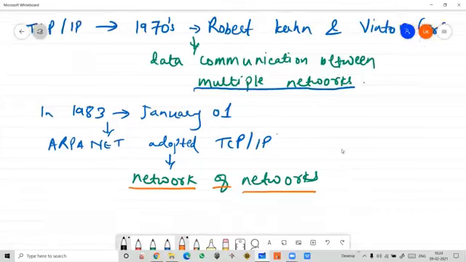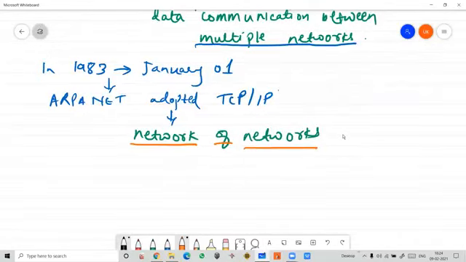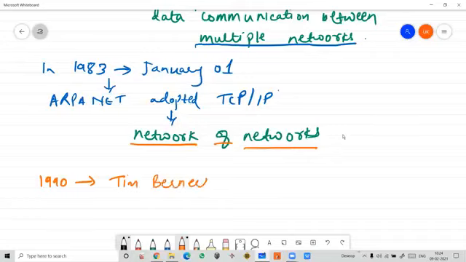Then finally, what happened, students? In 1990, scientist Tim Berners-Lee invented the World Wide Web, which we are using. That is the modern internet. Now we are using the World Wide Web, WWW.